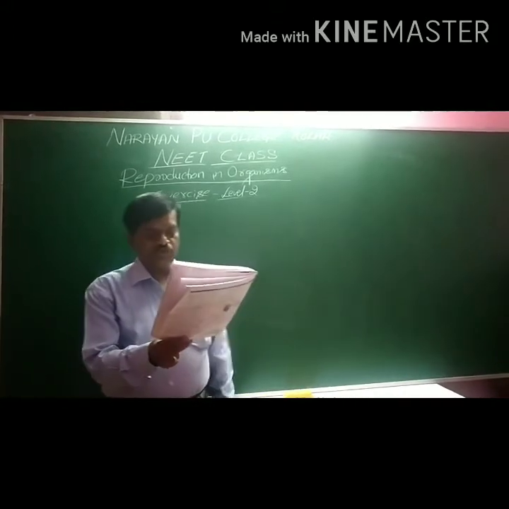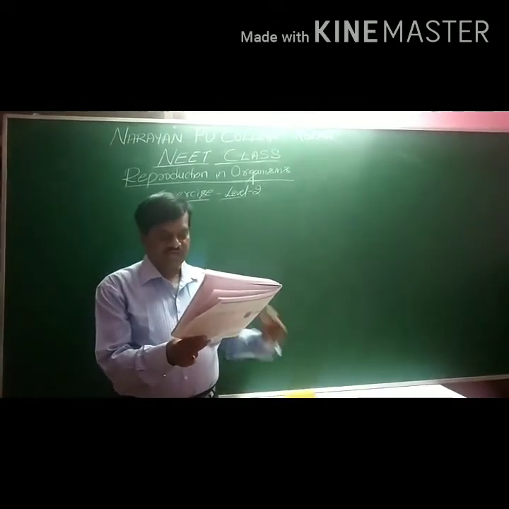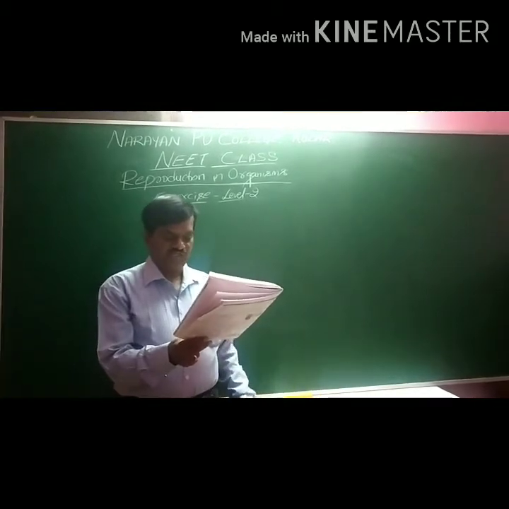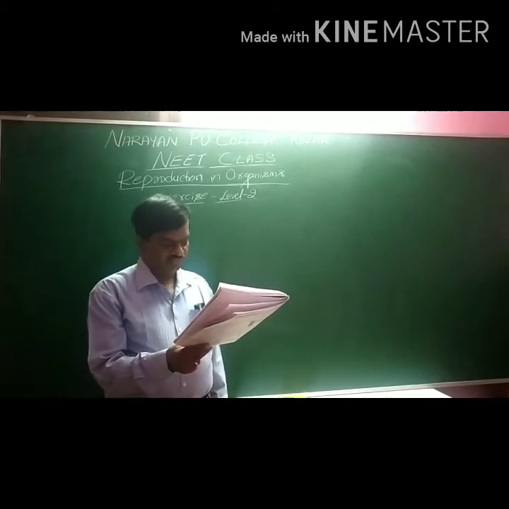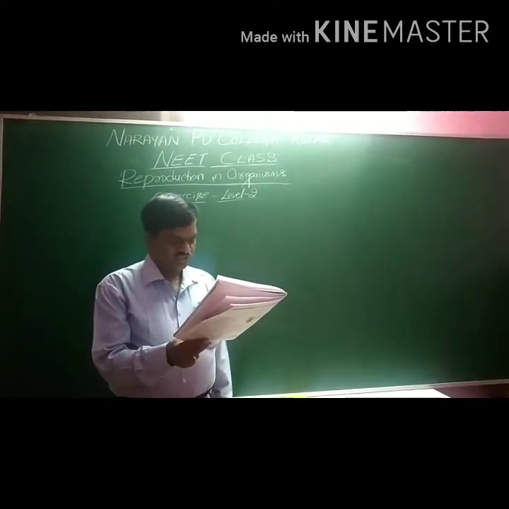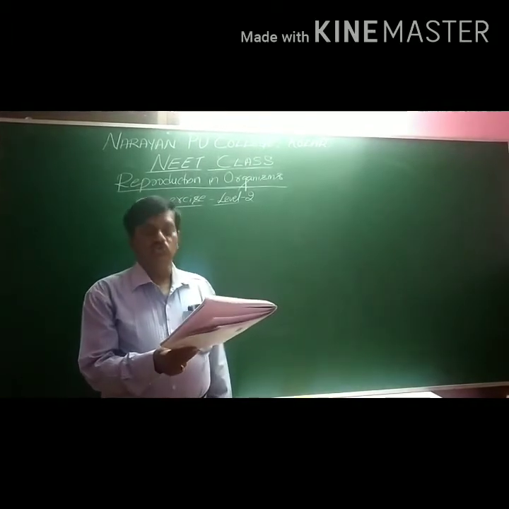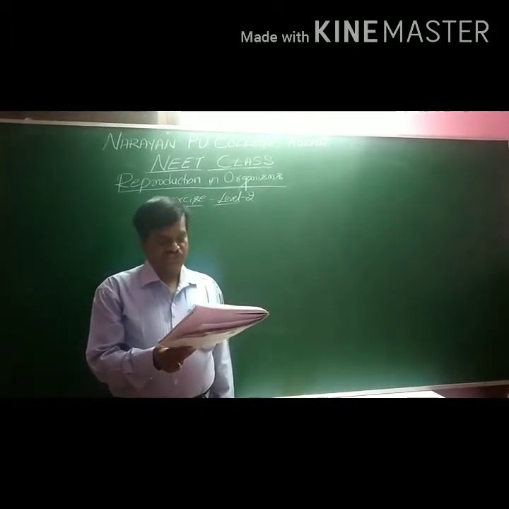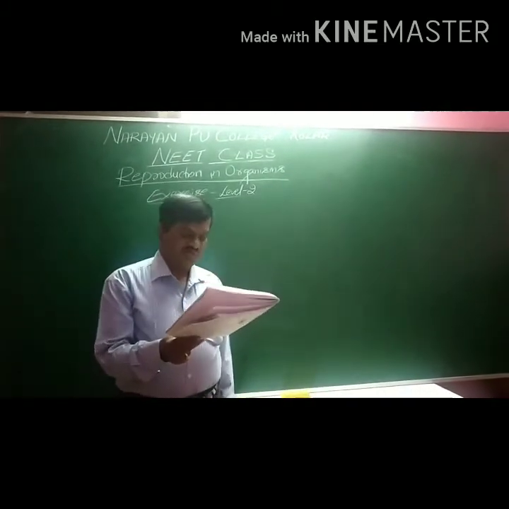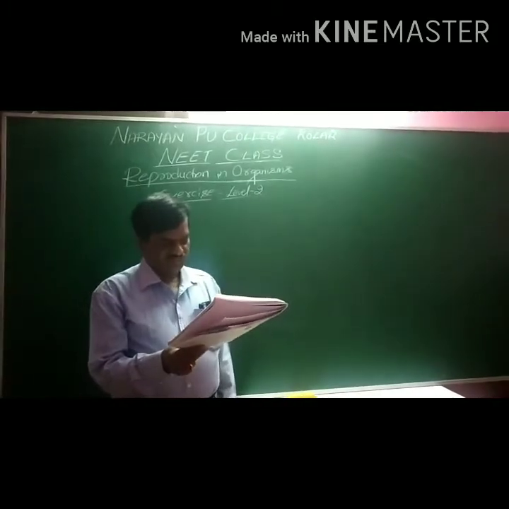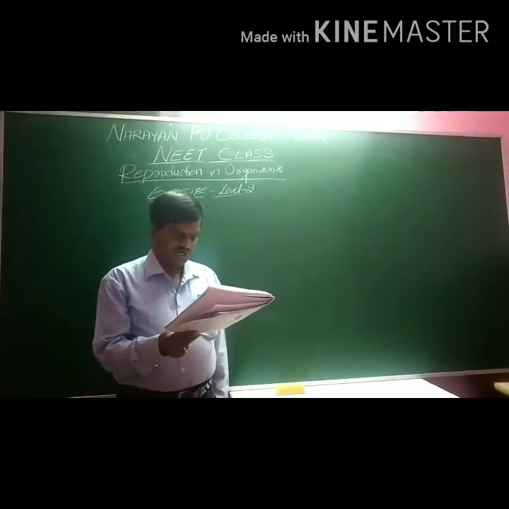Asexual vegetative propagation, vegetative reproduction through cutting of roots is carried out in. I read out the options. First one is lemon and rose. In lemon you can see root cuttings, and in rose, stem cuttings. So this is not the option. The second one is rose and hibiscus, both stem cuttings.